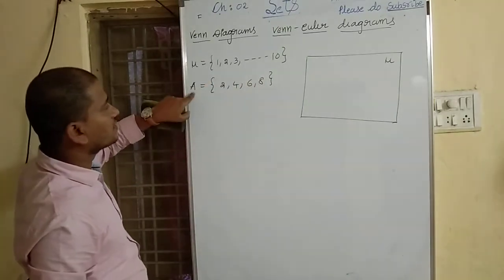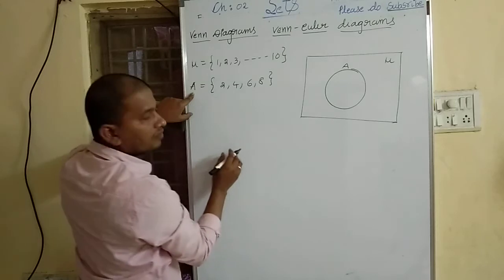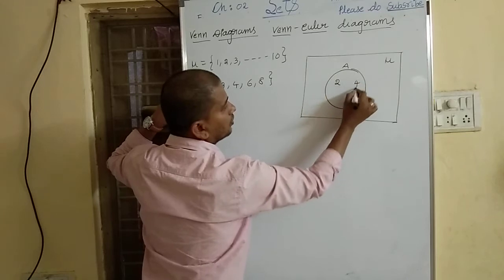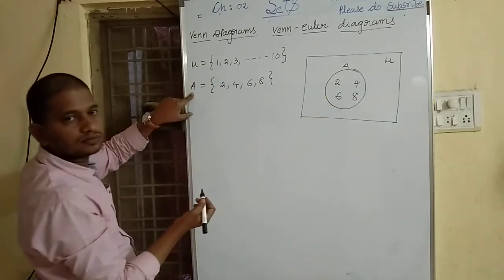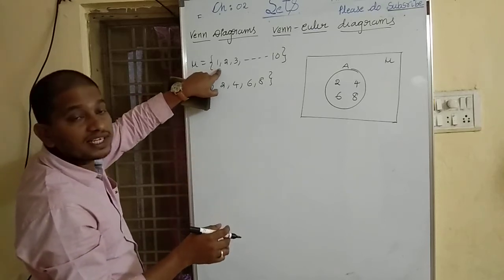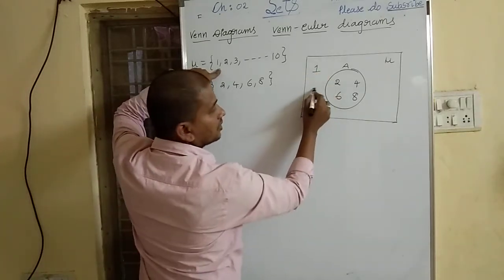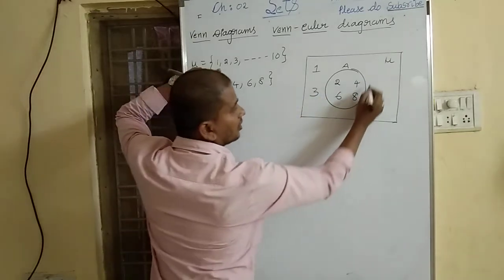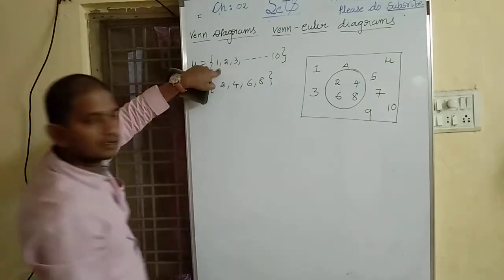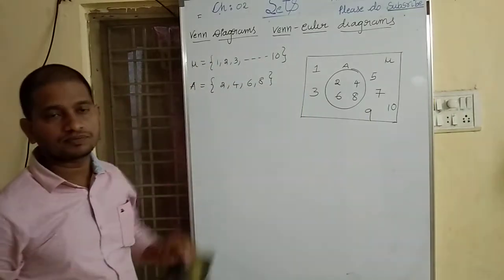Inside the universal set we have set A. This is our set A, which contains the elements 2, 4, 6, 8. And what is the universal set? Our universal set is mu, which contains elements from 1 to 10. That is 1, already 2 is there here, 3, 4 is there, 5, 7, 9 and 10. In this way we can represent sets by using a Venn diagram.